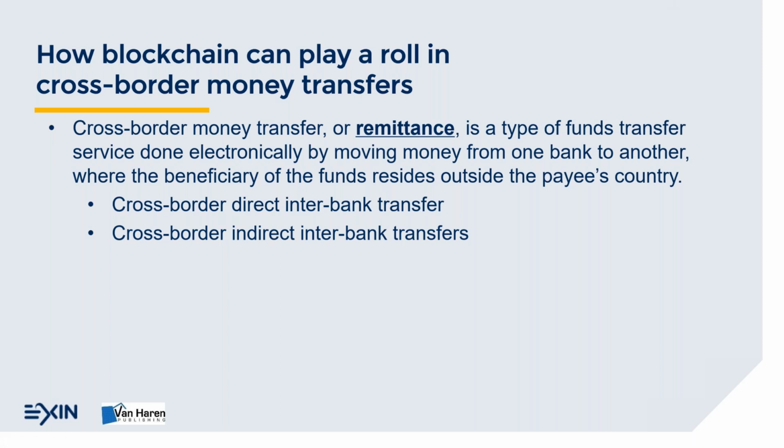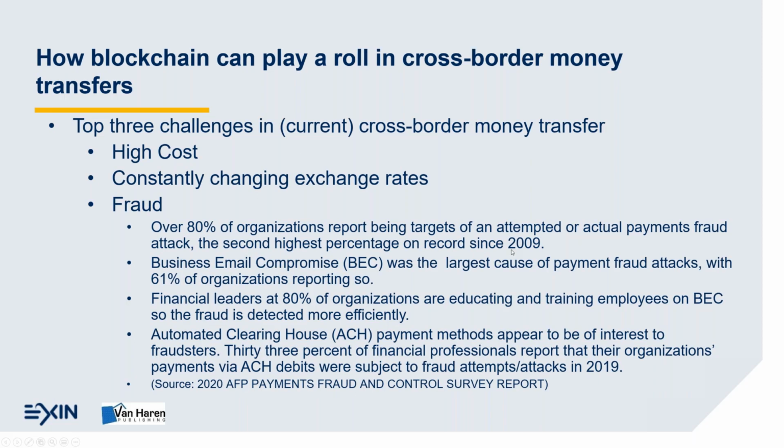So I'm going to take you for a somewhat deeper example. You may be aware of something that's called remittance. Remittance is the fact that money is transferred either between direct banks or via two banks who are not directly connected to each other. These cross-border money transfers are usually at a high cost. They are constantly changing because of exchange rates, and they are liable to fraud. And probably 80% of organizations report being targets of attempted payments fraud attacks in 2009.